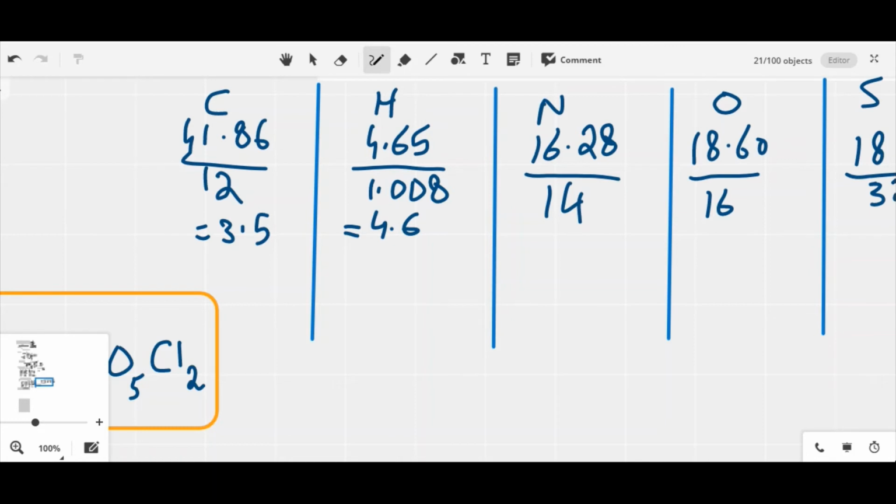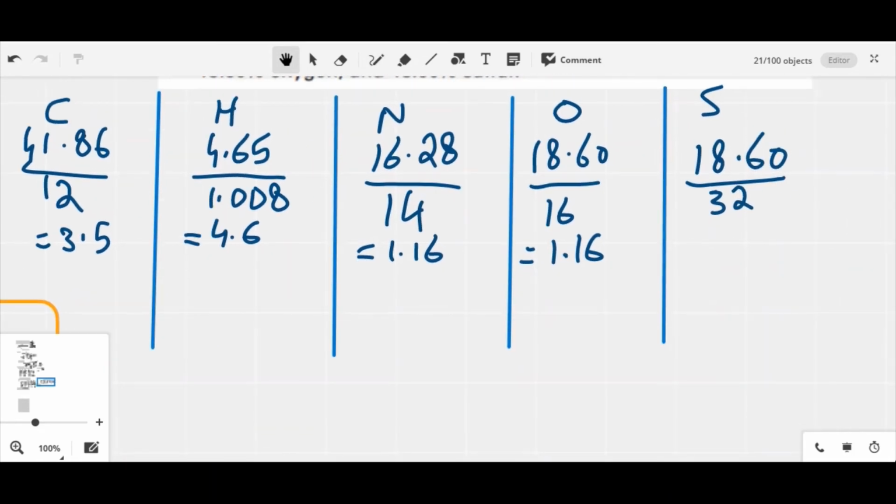The next one, 16.28 divided by 14. So we got 1.16. The next one for the oxygen, 18.60 divided by 16, so we got again 1.16. And the next one, sulfur, 18.60 divided by 32. So we got 0.58. Okay, now 0.58 is the smallest number. So divide each term by 0.58.